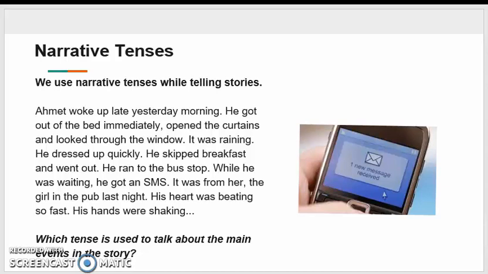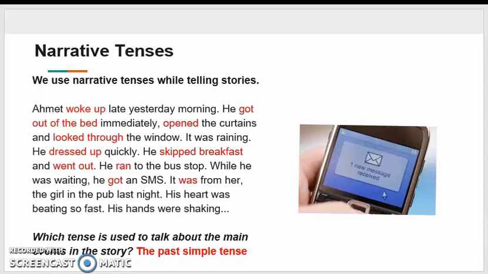We use narrative tenses to describe events that happened in the past and for telling stories. Here, we have a short text. Please pause the video, read it, and decide which tense is used to talk about the main events in the story. The answer is the past simple tense. So, those verbs written in red are all in the simple past tense and they describe the main events in this story.